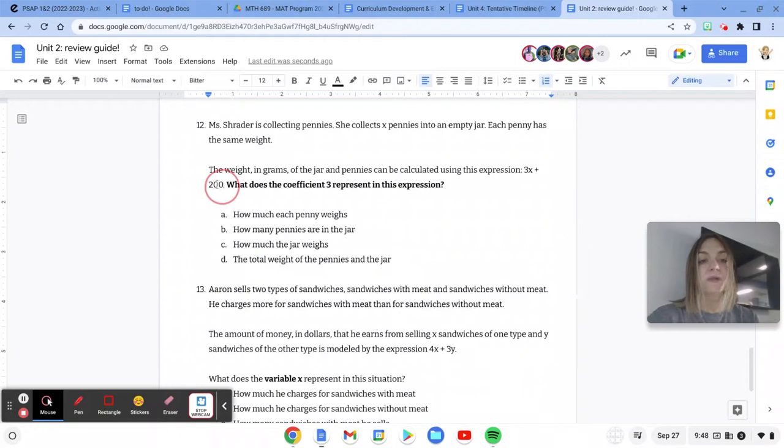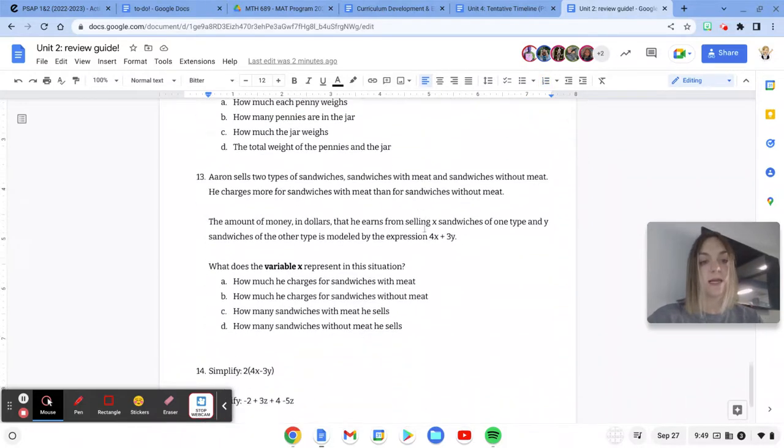Well, if I have this plus 200, that's likely going to tell me what my jar weighs because when you set it down, it's 200 grams. And now every time you add a penny, it's going to be an additional 3 grams on the scale. So the answer that makes sense here would have to be A, how much each penny weighs, because again, it's right next to the X, and I know X is the number of pennies.